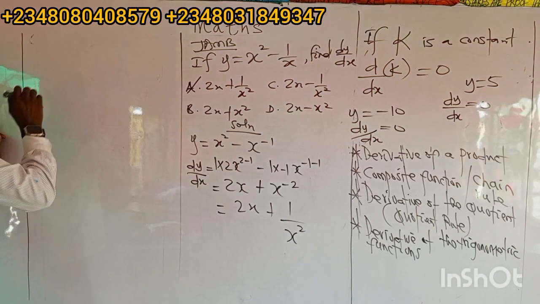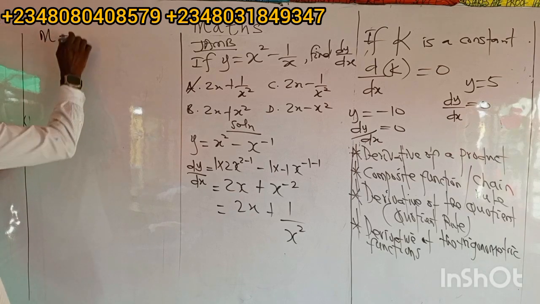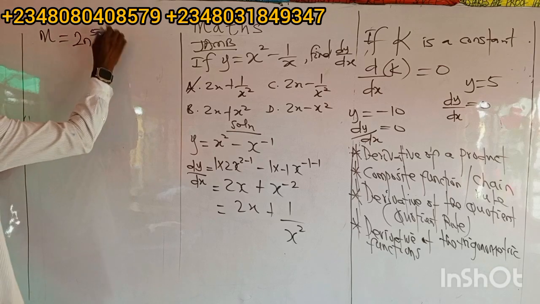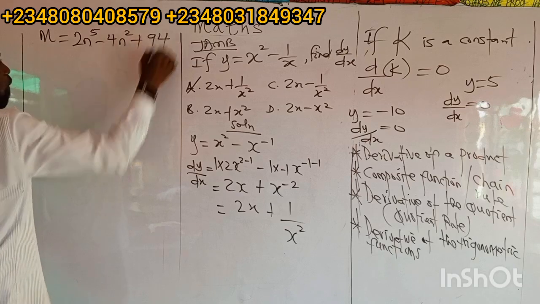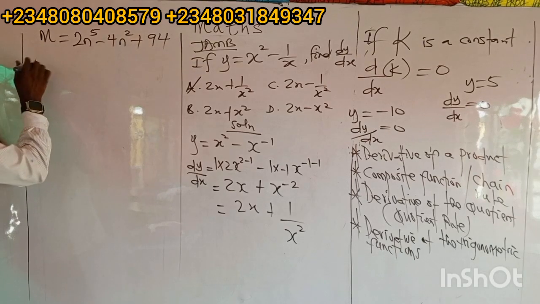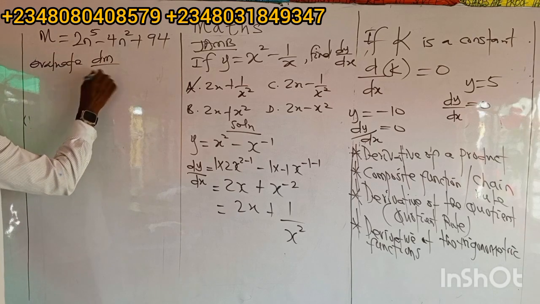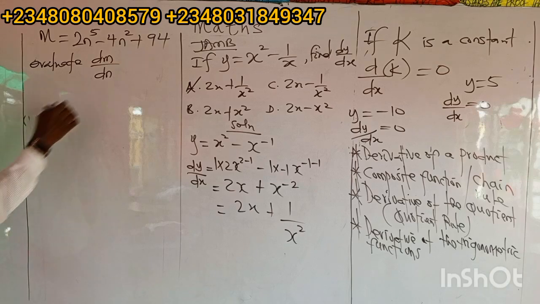Look at this. Suppose I'm given m equals 2n raised to power 5 minus 4n squared plus 94. Then evaluate dm/dn. What do you mean? Find the derivative. So what will be our answer?